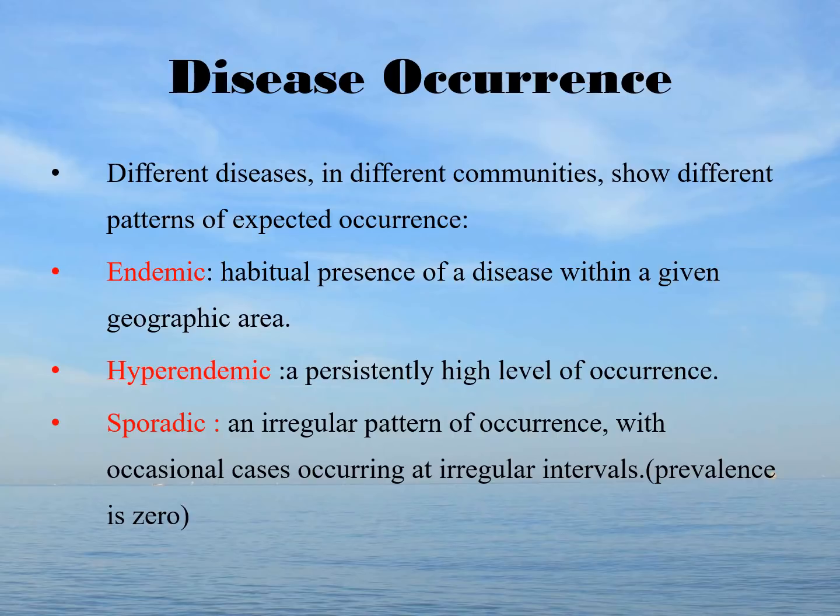So it could be endemic, it's habitual presence of a disease within a given geographic area. For example, in India, it's chikungunya, which is endemic there, among other diseases. Hyperendemic, it's a persistently high level of occurrence of disease. And sporadic, an irregular pattern of occurrence with occasional cases occurring at irregular intervals of disease.